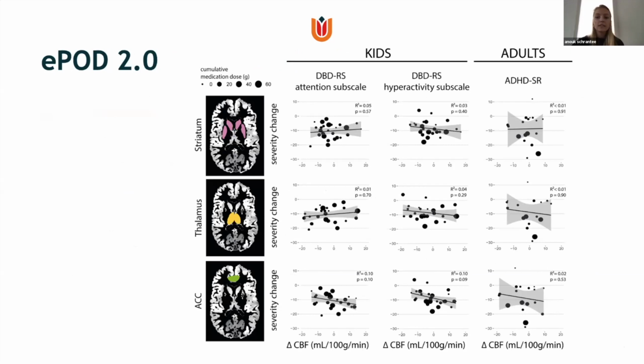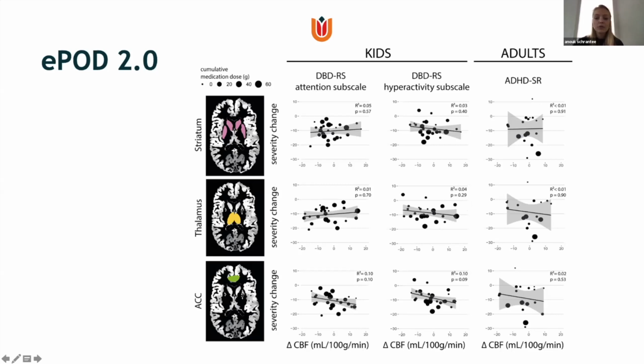Subsequently, we investigated the relation between the pharmacological MRI response, which you can see on the x-axis here, so the change in cerebral blood flow, and the change in ADHD symptom severity on the y-axis. Again, we here present the data from ROIs that we also used for our original ePOD 1 study. The size of the dots here indicates a cumulative medication dose, but the R² and the p-values here represent only the simple regression between the pharmacological MRI response and the severity change.